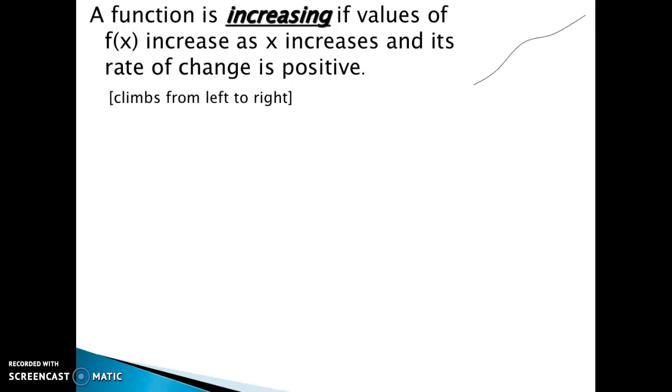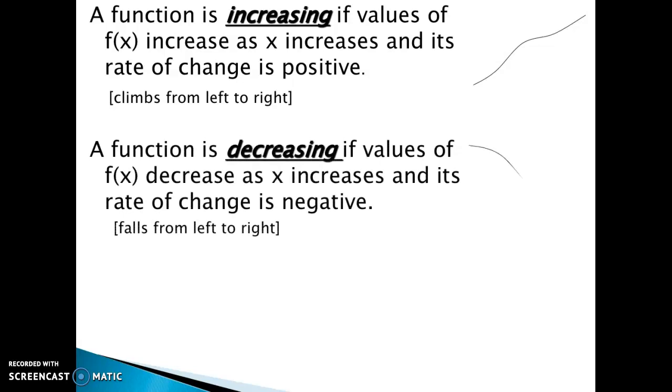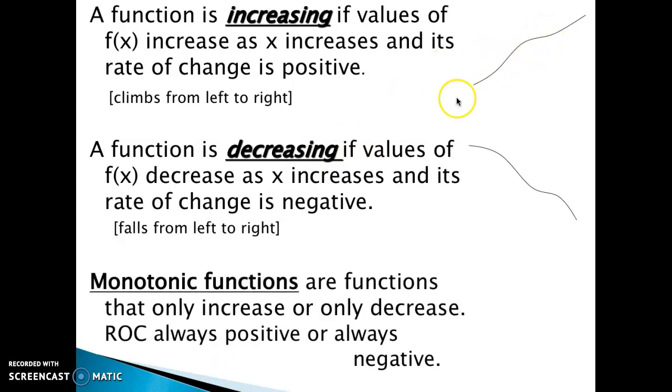A function is increasing if the values of f of x increase as we move from left to right. In other words, it climbs as we move from left to right. A function is considered a decreasing function if the function decreases as the input increases. Its rate of change is negative. Notice an increasing function has a rate of change that is positive. And monotonic functions are functions that only increase or only decrease.